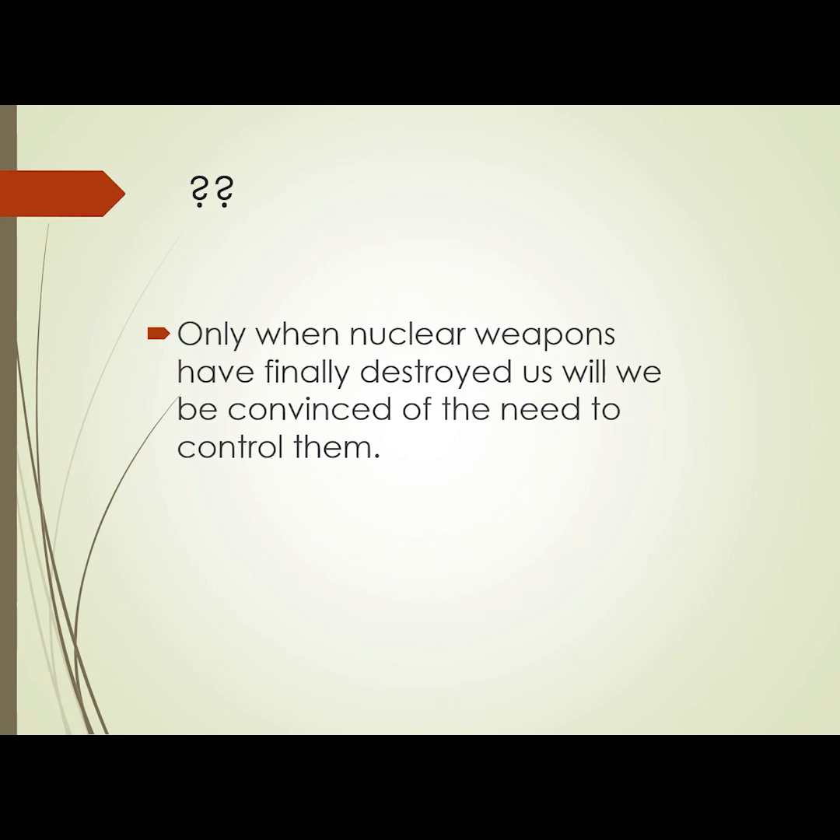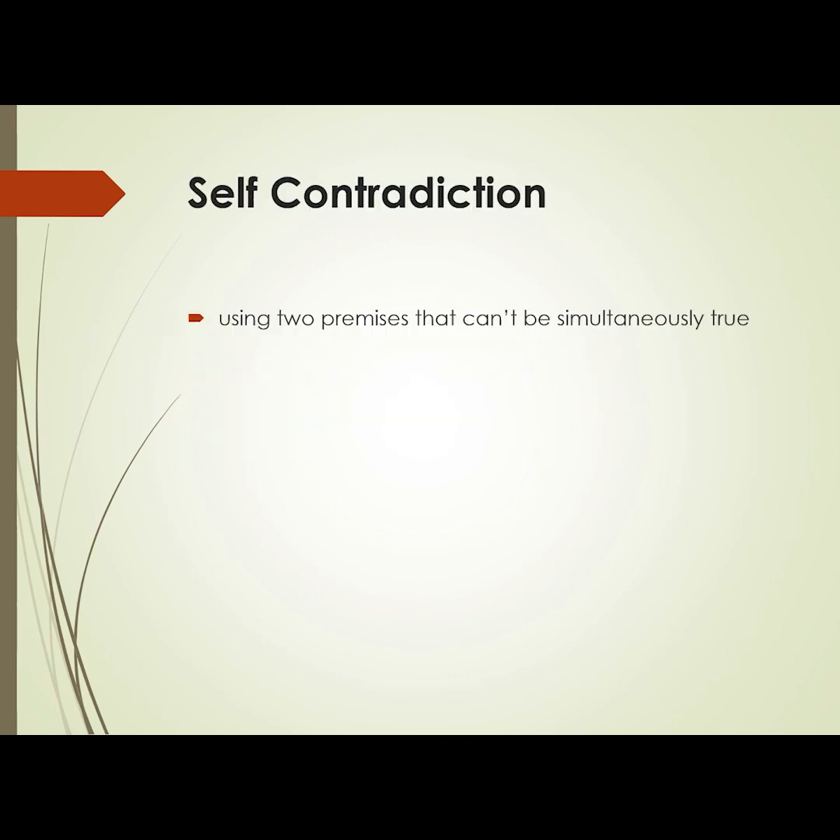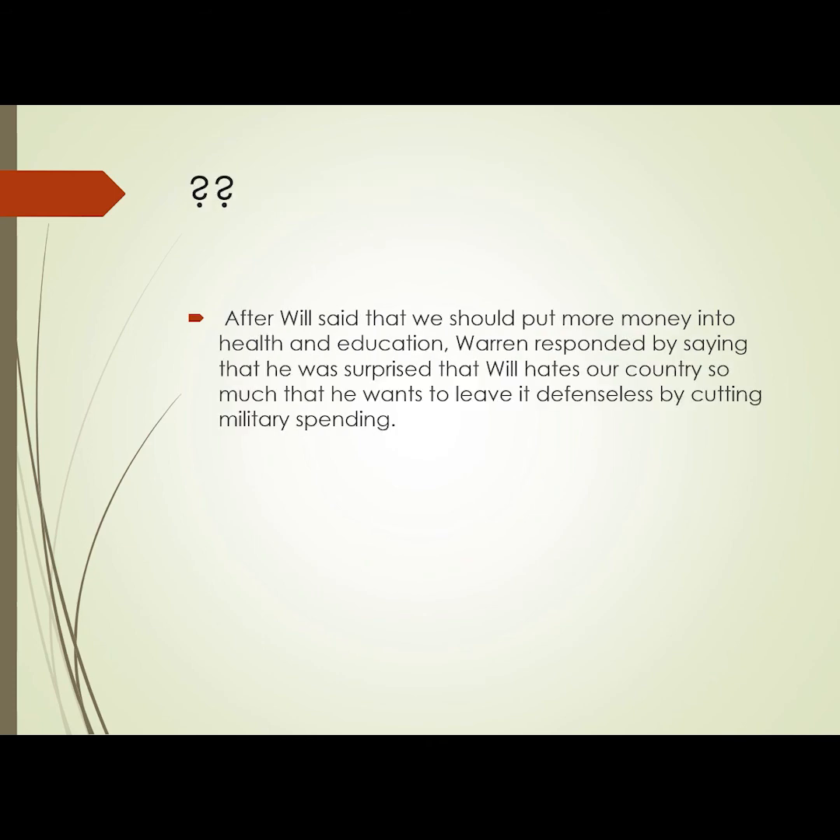Only when nuclear weapons have finally destroyed us will we be convinced of the need to control them. This is self-contradiction, something we really didn't talk a little bit about, but using two premises that can't be simultaneously true. And after Will said that we should put more money into health and education, Warren responded by saying that he was surprised that Will hates our country so much that he wants to leave it defenseless by cutting military spending.